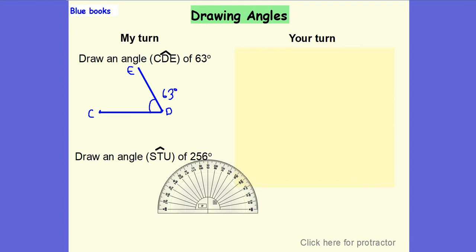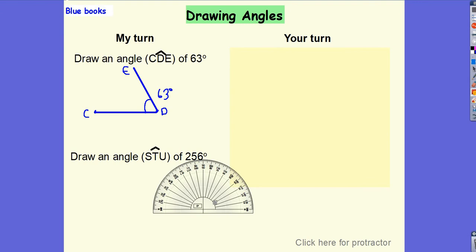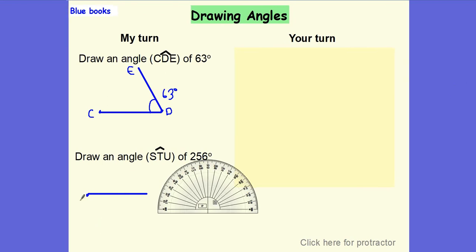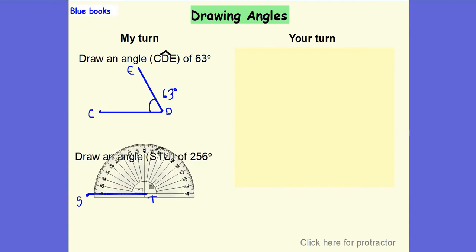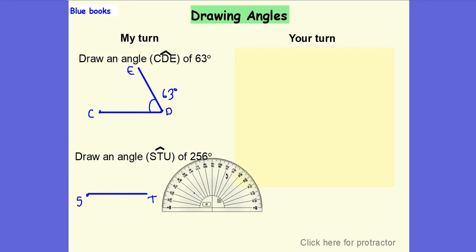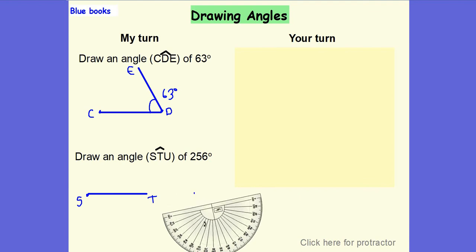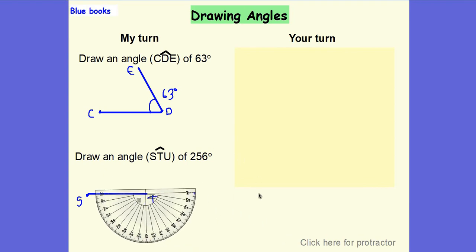Underneath I've got a slightly larger angle. I want STU to be 256. How am I going to do that? I'm going to start in the same way. I'm going to draw a horizontal line. This is S and this is T. This time I want 256 degrees, and I know that a straight line is 180. So I'm going to rotate my protractor. So I've got my 180 degrees. I'm going to add on that final 76. Which is going to take me to here.